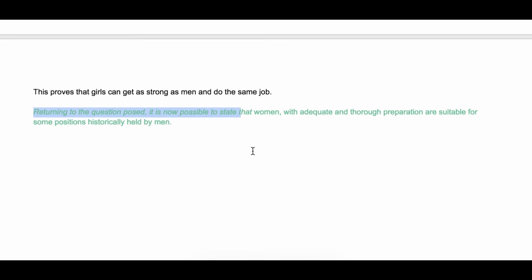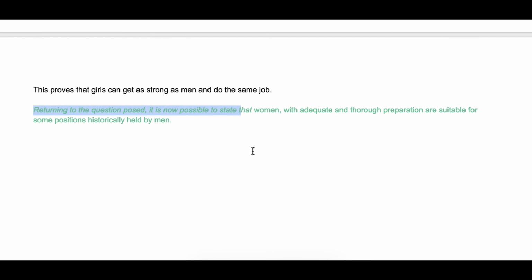So now let's go back to the poor paragraph. "This proves that girls can get as strong as men and do the same jobs." Compared to "with adequate and thorough preparation." There's just no comparison, okay? It's like Manchester City and Man United.